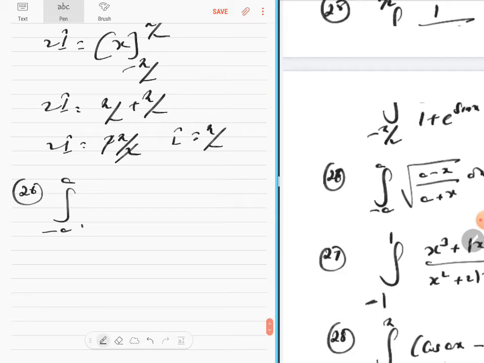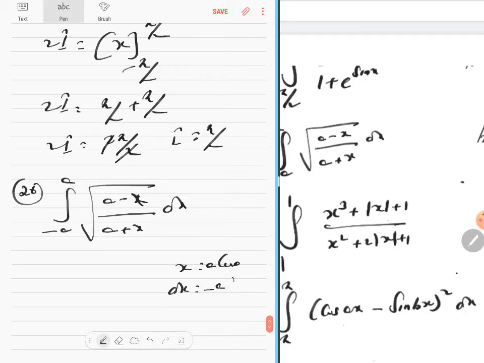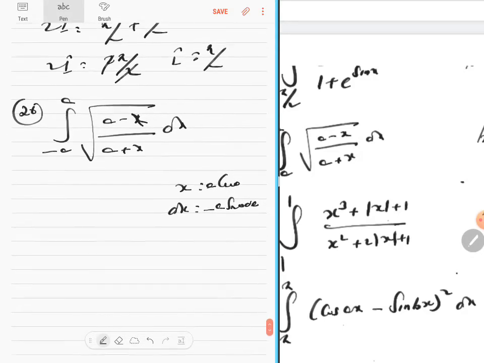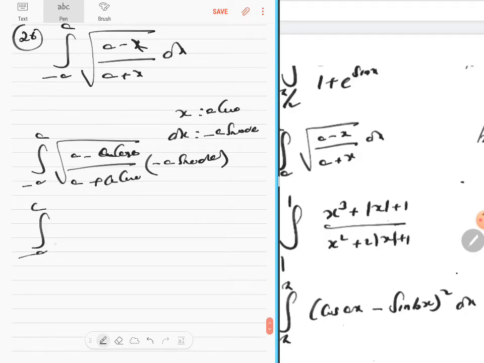The integral from minus a to a of root of (a minus x) by (a plus x) into dx. As soon as I see this question, I know I can substitute x as a cos theta, which is convenient for me. So dx will be minus a sin theta d theta. Substituting here, root of (a minus a cos theta) by (a plus a cos theta) into minus a sin theta d theta. The a can be cancelled throughout, and it becomes 1 minus cos theta by 1 plus cos theta, which itself is tan theta by 2, as you know.